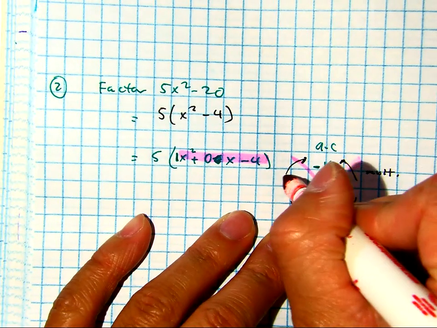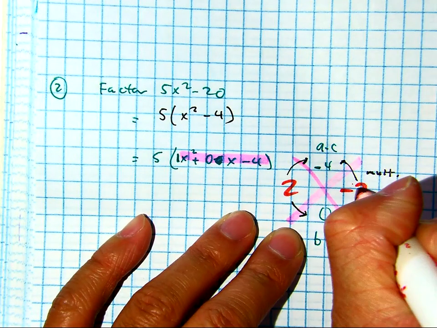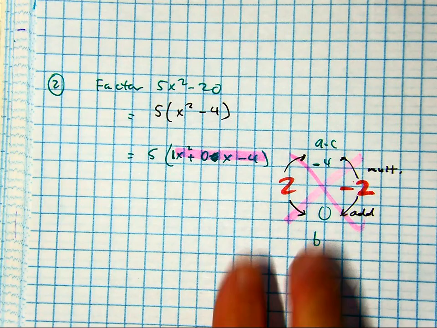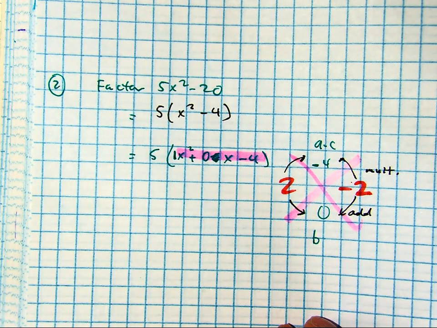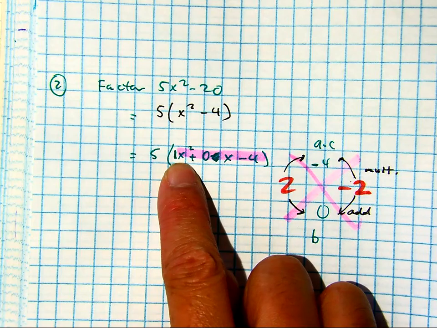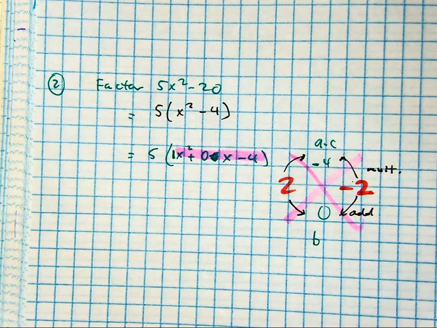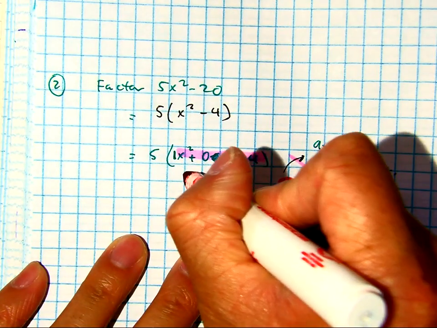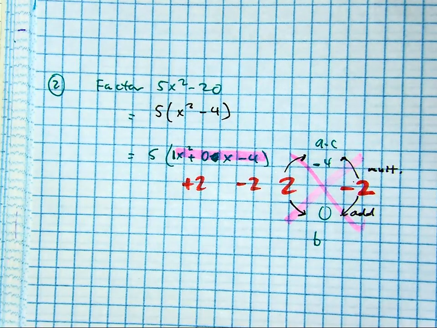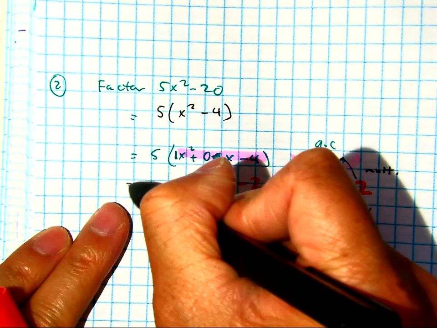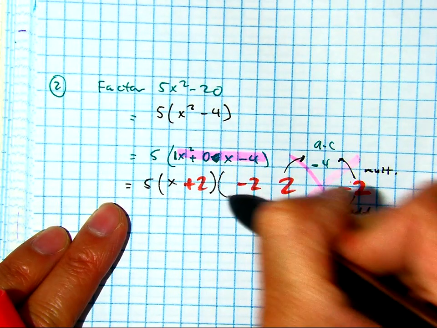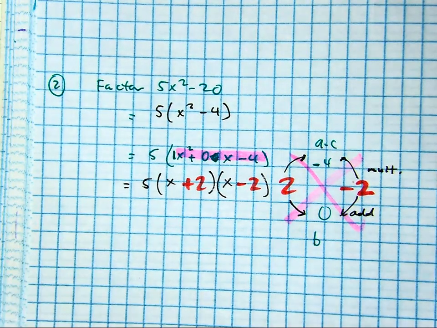2 and negative 2. Now, if you've been with me for a while, you'll recognize that you don't need to do the box. You only need to do the box when your a value is greater than 1. Okay, so write that in your notes so I can actually stop. Now, let's just say you did continue on and you did the box, you would still get the same answer, so it's not wrong. So my final answer is 5 times x plus 2 times x minus 2.